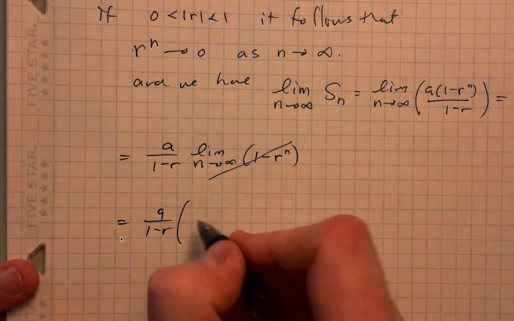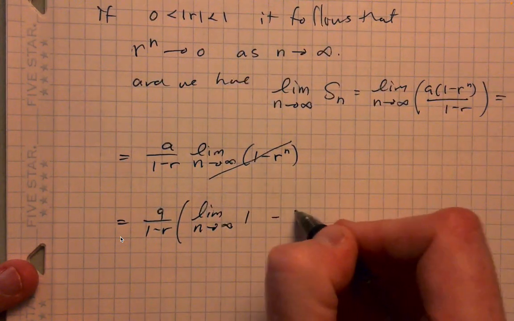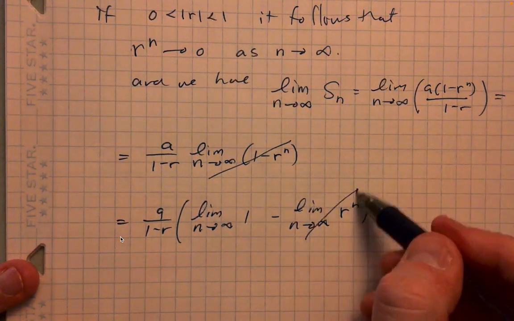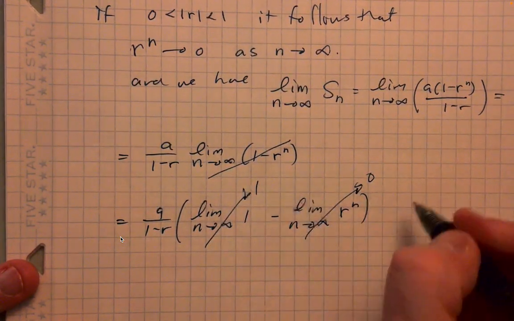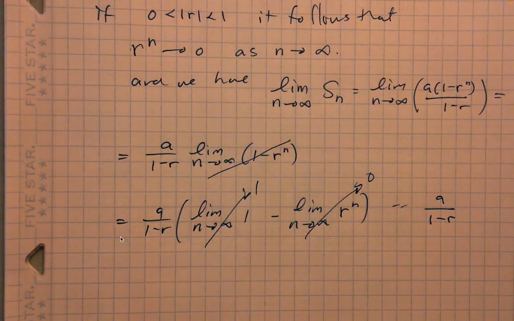So this really would be broken up into the limit as n approaches infinity of 1 minus the limit as n approaches infinity of r to the n, right? So this piece would go to 0. This piece obviously goes to 1. And so you get a over 1 minus r as your limit. Okay.